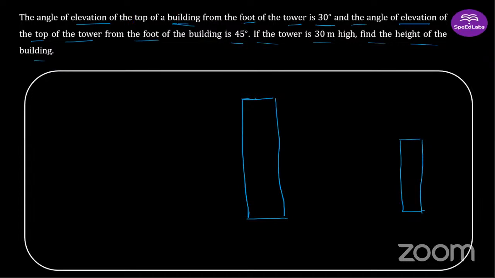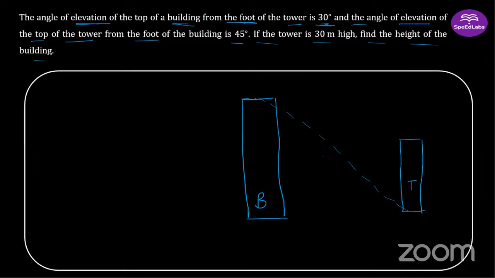The angle of elevation of the top of a building from the foot of a tower is 30 degree. So this is the angle of elevation of the top of a building from the foot of a tower. If I say this is the building and this is the tower, please take note of this: from the foot of a tower, and the angle is of elevation. So the tower would be a bit higher because its angle of elevation is higher.